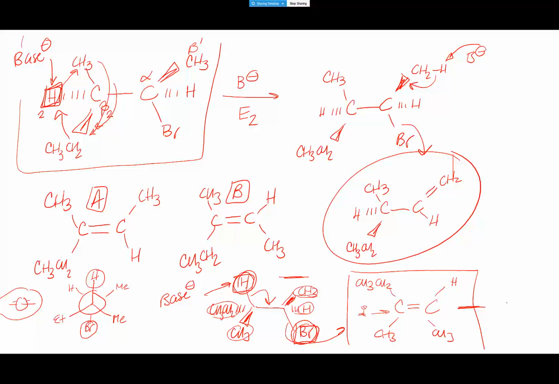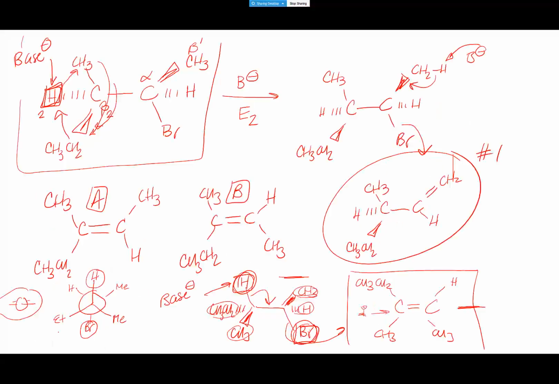They're both the products of this reaction. So product number 1 is this one, and this is product number 2. Those are the two possible products of this reaction. Now, can I choose one over the other? Yes. We're just about to get to that point.